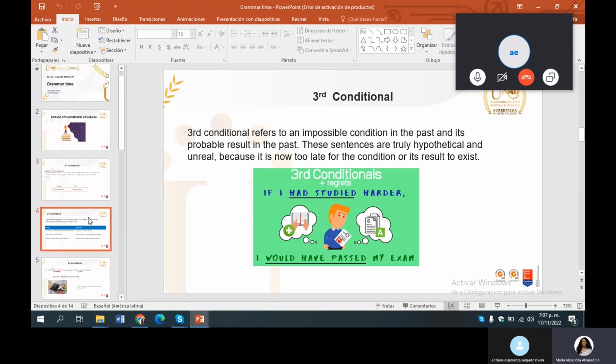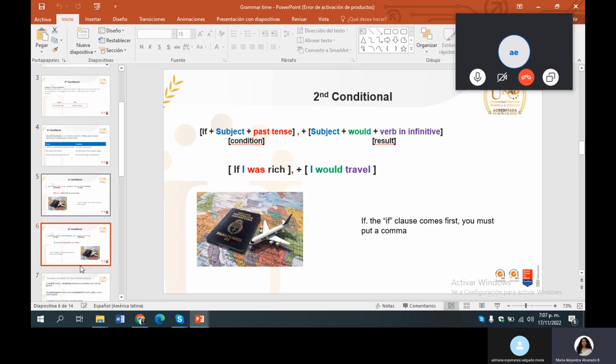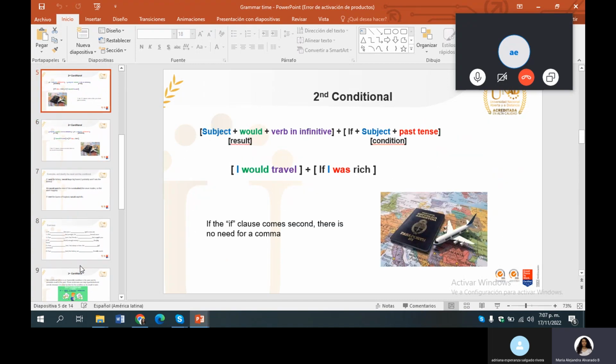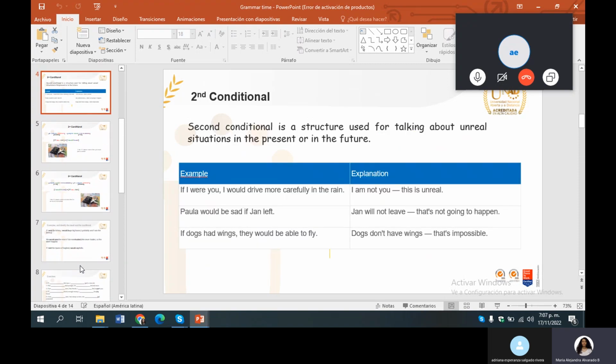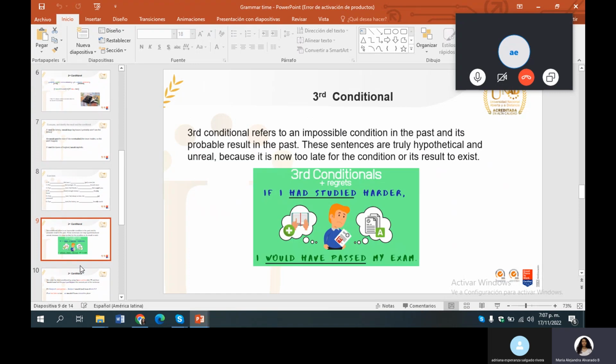In the second conditional, it is in the present or in the future, all right? And sometimes it is a hypothetical or unreal situation. And here we use the third conditional when it's something that happened in the past. And sometimes it is hypothetical or unreal because it's too late to change.